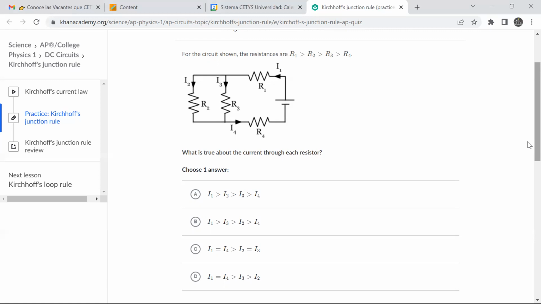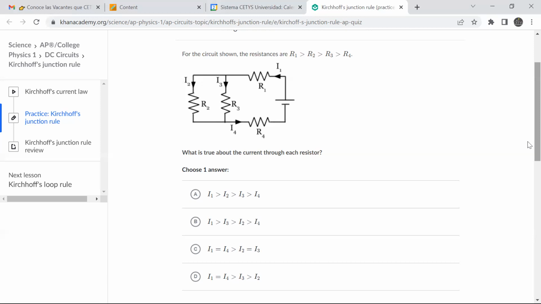One thing that can help you: remember that when there's a node, Kirchhoff's law says that everything that goes in comes out. So if I have a node with one thing coming in and two things coming out, obviously what's going in has to be larger than what's going out. That's a tip to help understand it.